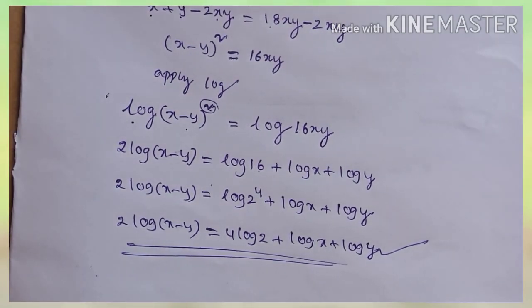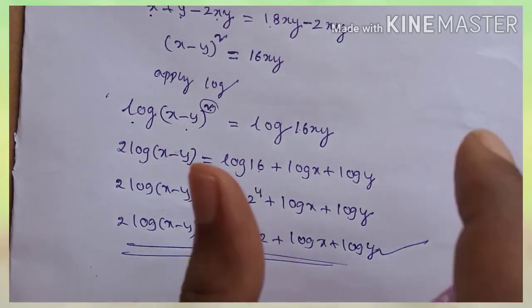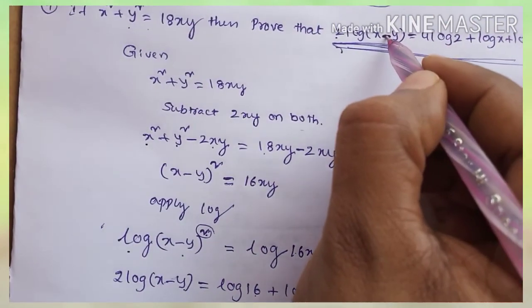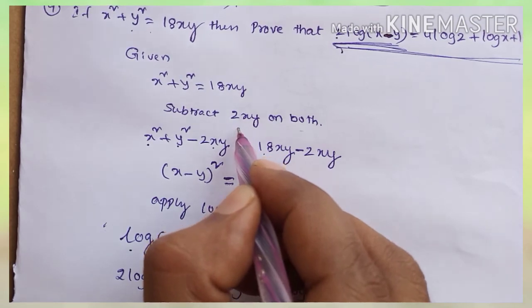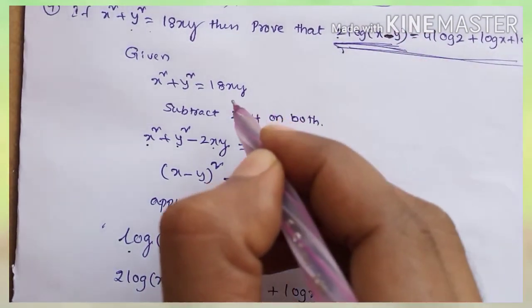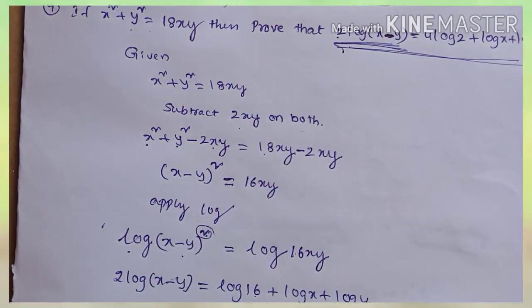Okay na? First thing in this model you have to observe the requirement. Here the requirement has a negative, then you have to subtract 2xy on both sides. If it is plus, add 2xy on both sides. That is the only keyword to solve any model in this problem. Okay, I hope you understand the problem.